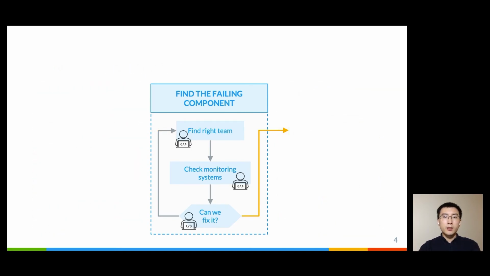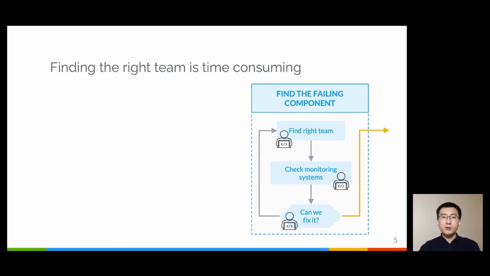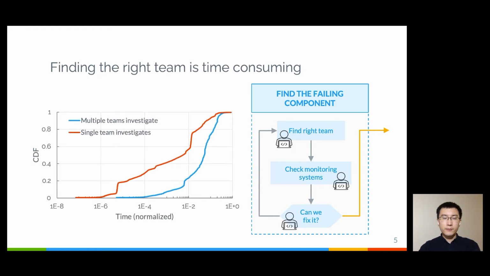Just like when we debug buggy software, rather than fixing the bug itself, we often spend most of the time finding where the bug exists. From our measurement, finding the right team is time-wasting. Here is a CDF curve of the normalized investigation time when one or multiple teams investigate the incident. We can see that in the median, misrouted incidents take 10 times longer to resolve compared with the incidents that were sent directly to the responsible team. So how to reduce misrouting?